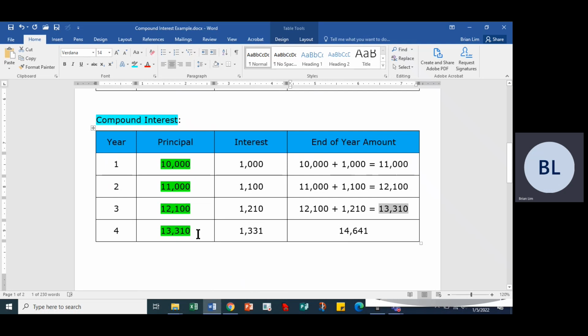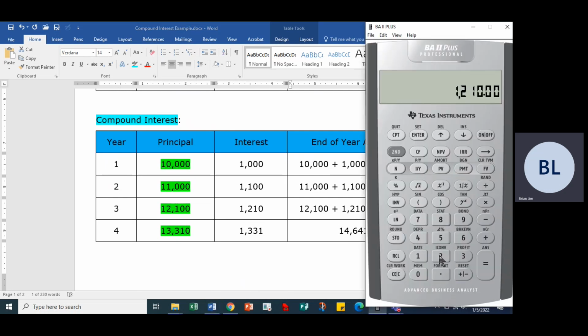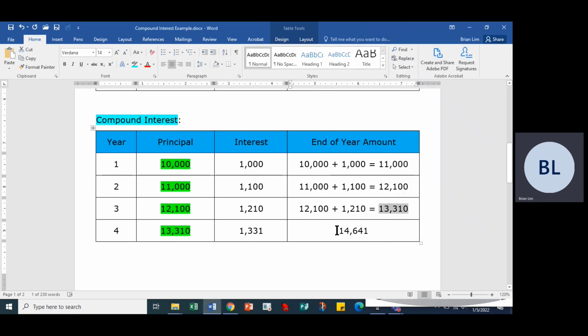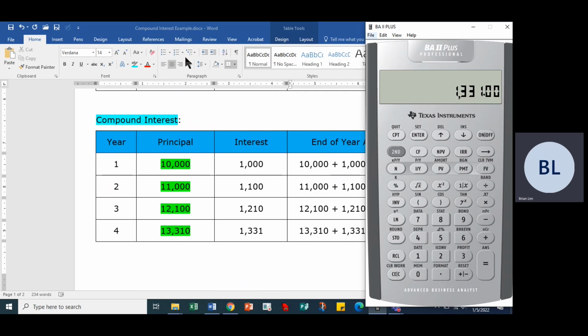And the 10% of that number, now we could do it another way, as I showed you before, 13310, and we can multiply by 10%, and we get 1331.00. So this amount here is 13310 plus 1331, and that would give us $14,641.